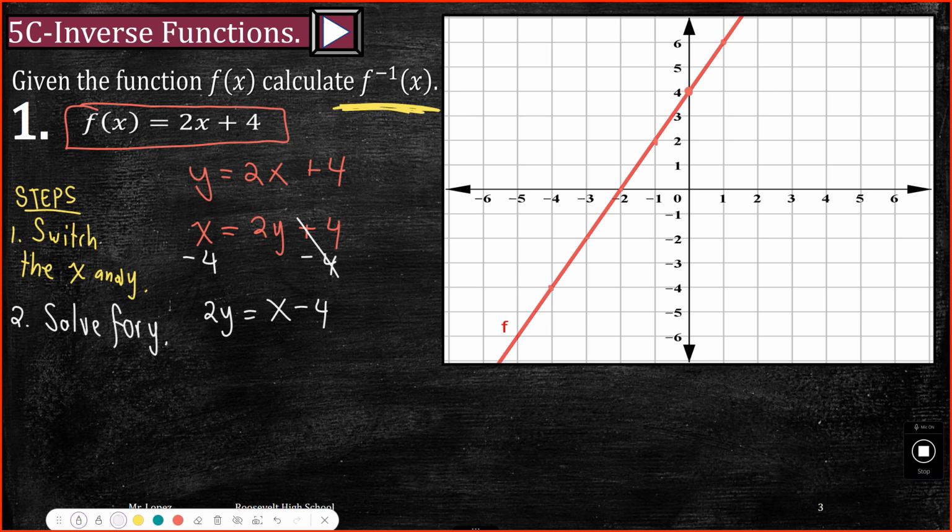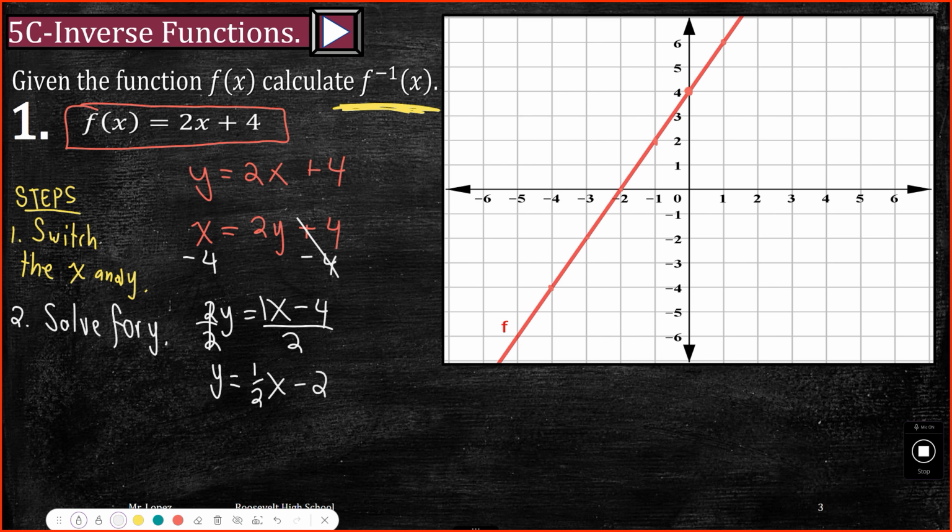Continue on, getting the y by itself. What do I do next? How do I get the y by itself? What's the last step here? Divide by 2. Everything divided by 2. So then you're going to get y equals, well, you can fix this a little bit. In front of x is a 1. So 1 divided by 2 is 1/2 x. And negative 4 divided by 2 is negative 2.